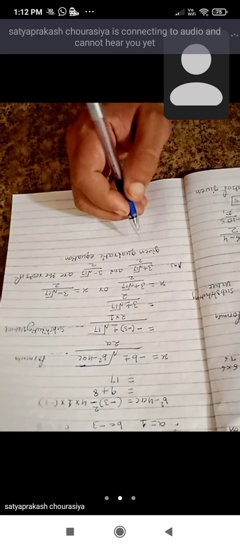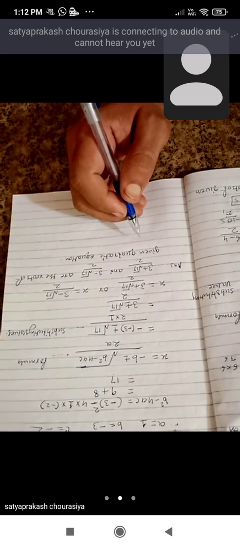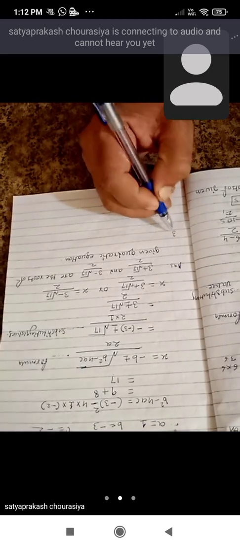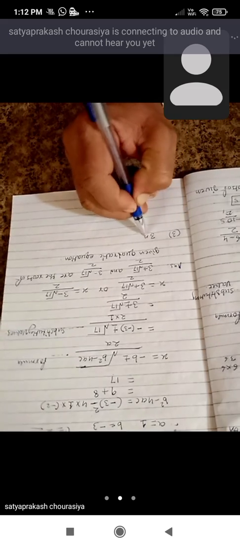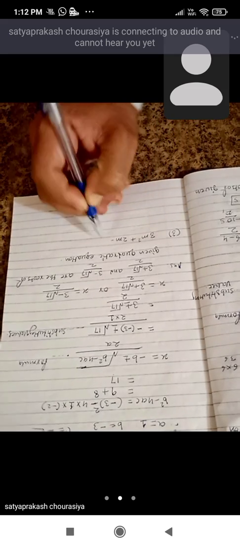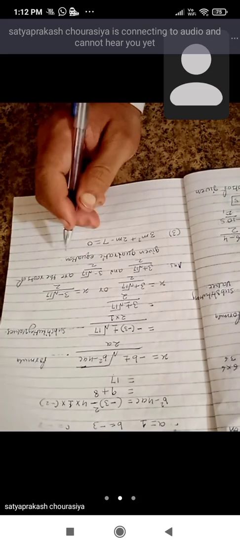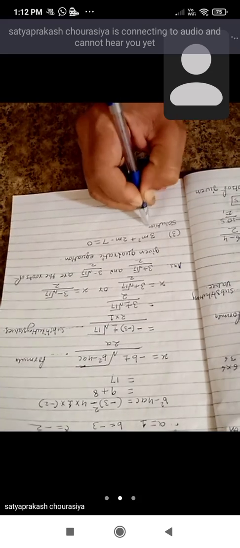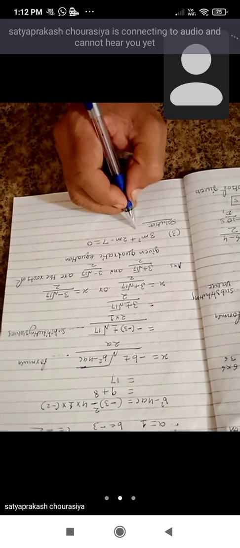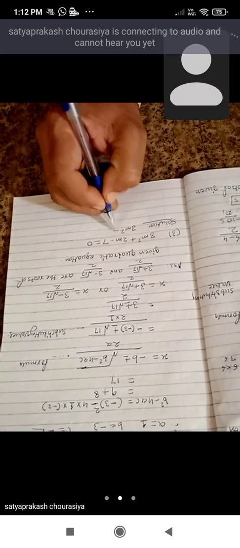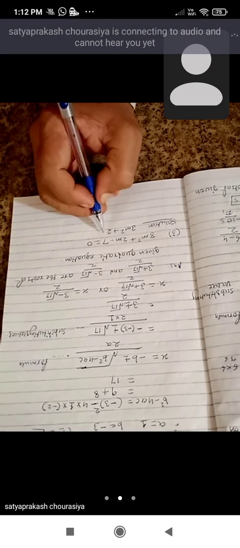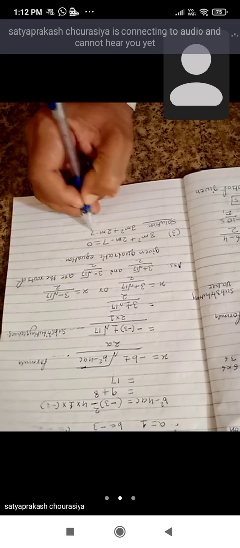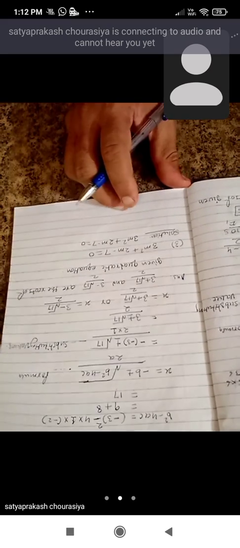Now question number 3. Question number 3. Let's see the solution. 3m square plus 2m minus 7 is equals to 0. Now compare this given equation with the standard form. I write down the equation once again. 3m square plus 2m minus 7 is equals to 0.